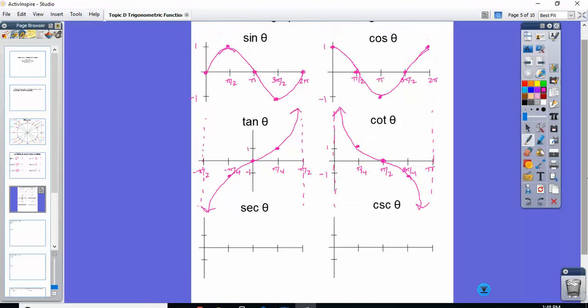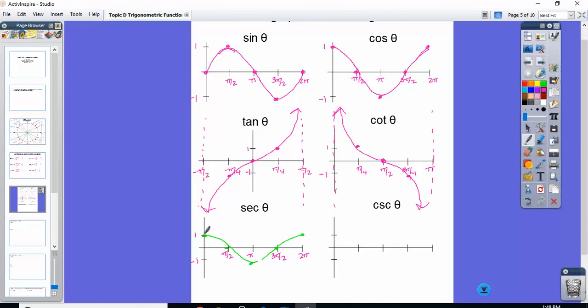Secant is the reciprocal of cosine. A lot of times what I had you do is just lightly sketch in your cosine graph so you knew what happened here. So I'm going to draw my cosine graph in green. It's not really technically part of the secant graph, but it explains it a little bit.